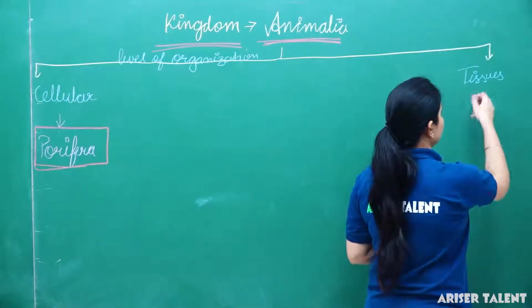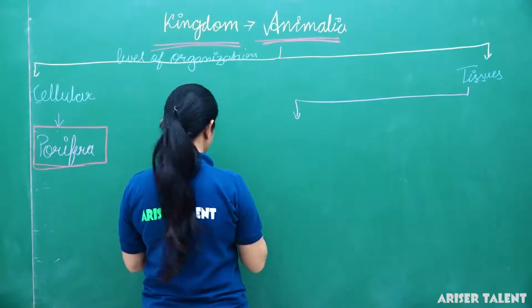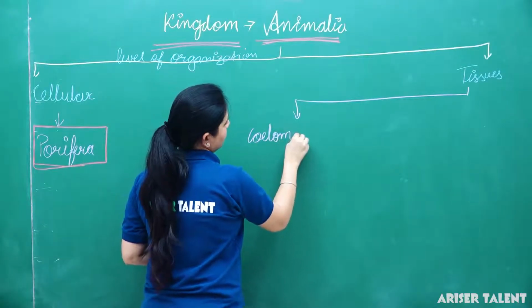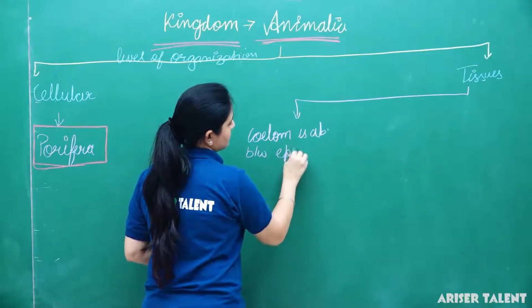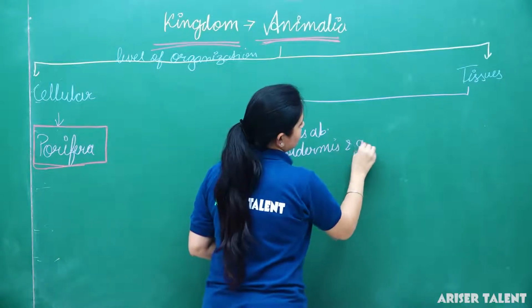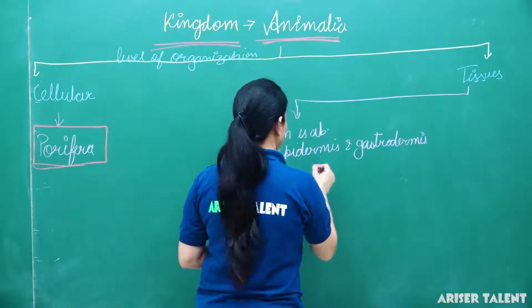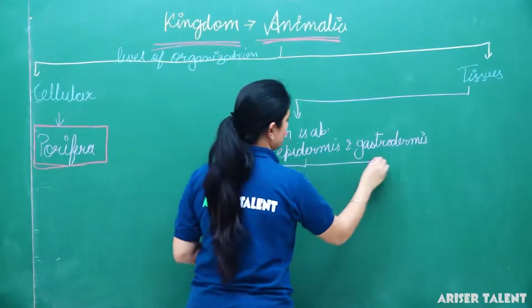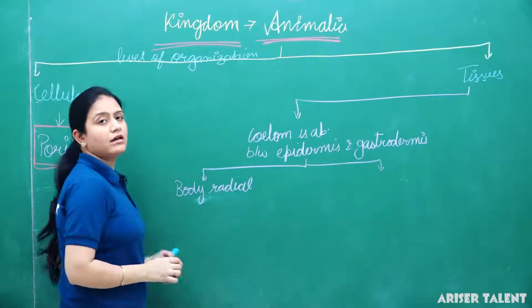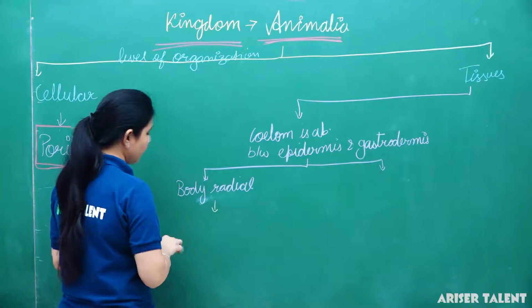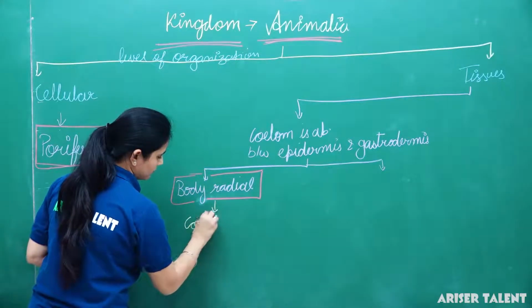Then again, on the basis of tissues, it is further divided into three parts. If the body cavity, meaning coelom, is absent between epidermis and gastrodermis, then they are again classified into two levels. If the body is radial, then they are kept in the phylum Coelenterata.